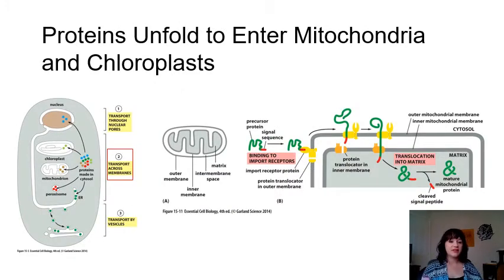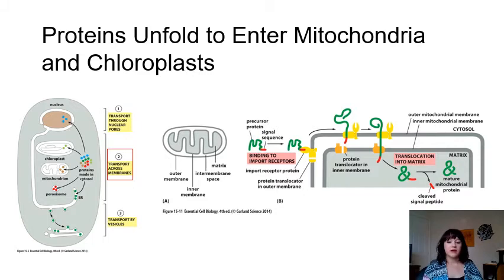Let's talk about proteins that end up in other organelles, such as mitochondria or chloroplasts in the case of photosynthetic organisms. Again, in mitochondria, we have a double membrane. But again, we have a protein that has a signal sequence, shown in red in this cartoon. And so on the surface of the mitochondria or the chloroplast is a protein called a translocator. So it's important to know that term.